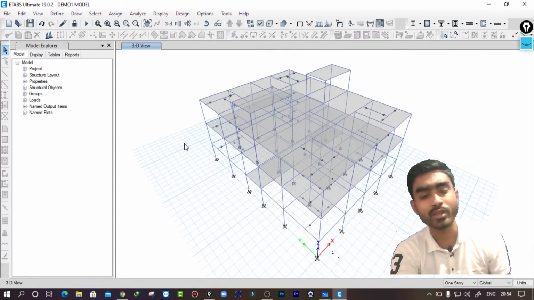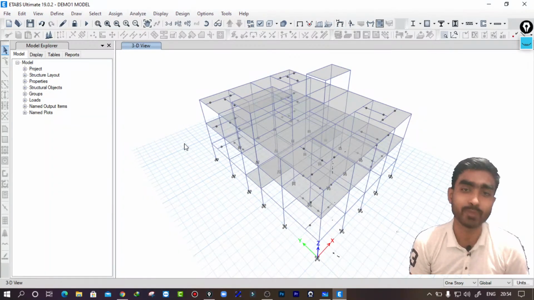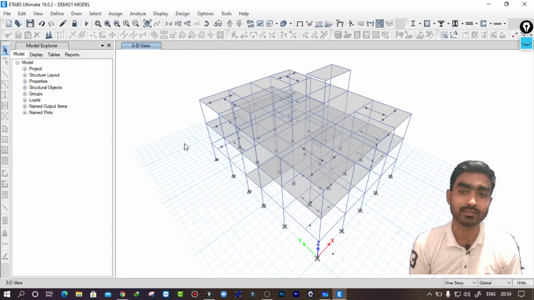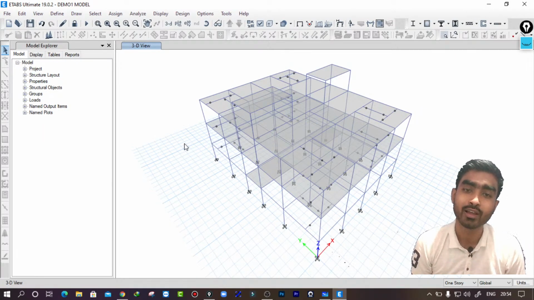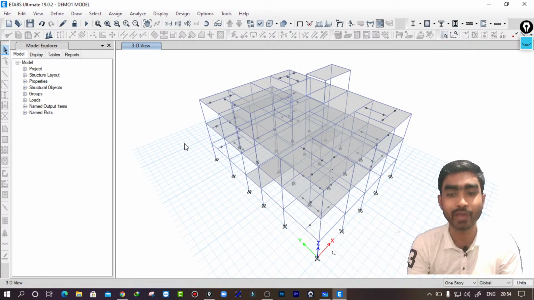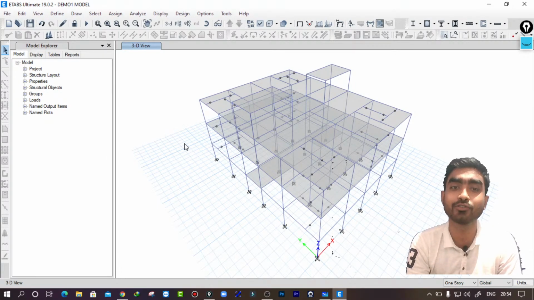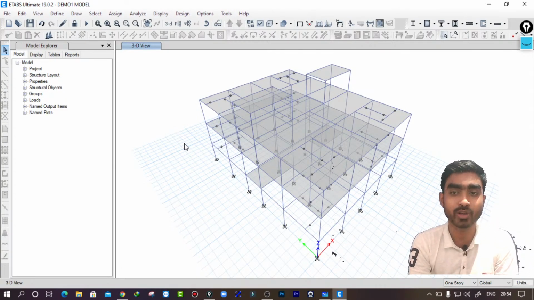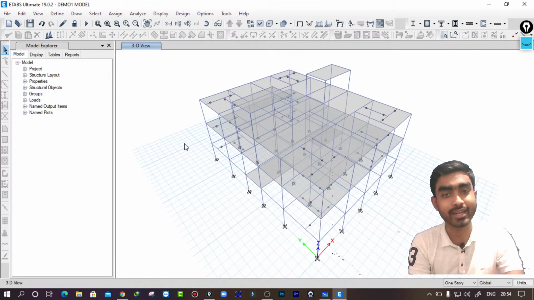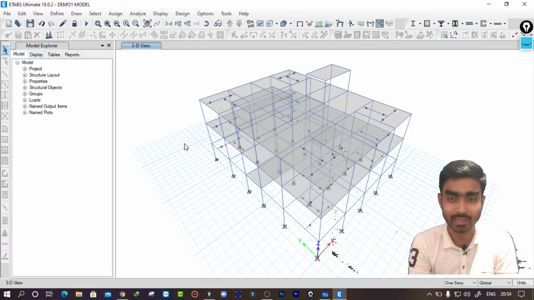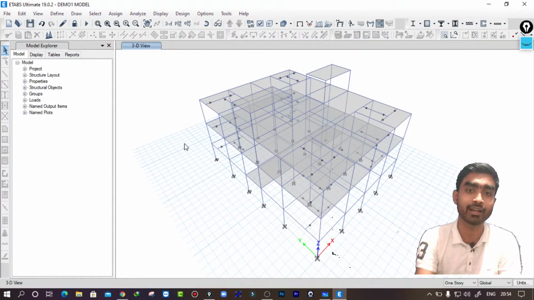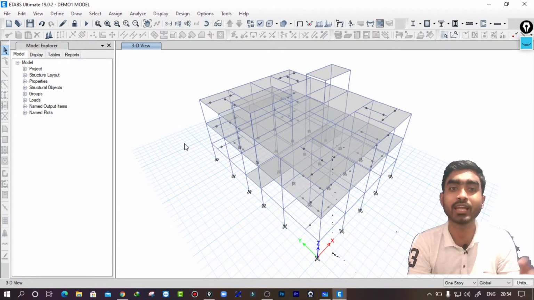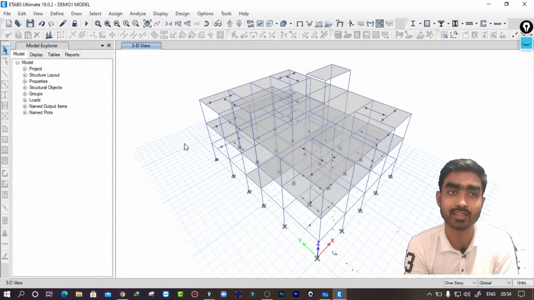In STAAD.Pro there are different methods to define the seismic mass. You can create the seismic mass separately also, but the reference load is the easiest way, so that again and again you don't have to assign the loads again, like creating load cases as a seismic mass and assigning them to the corresponding members. Rather than doing that, you can create a reference load, taking the loads which you have already assigned in the structure, and that reference load can be used in the seismic definition in STAAD.Pro.